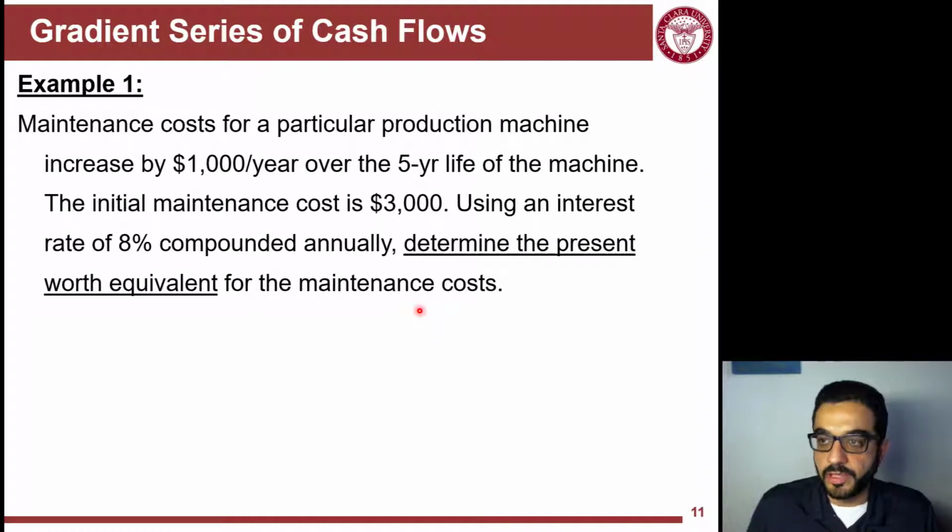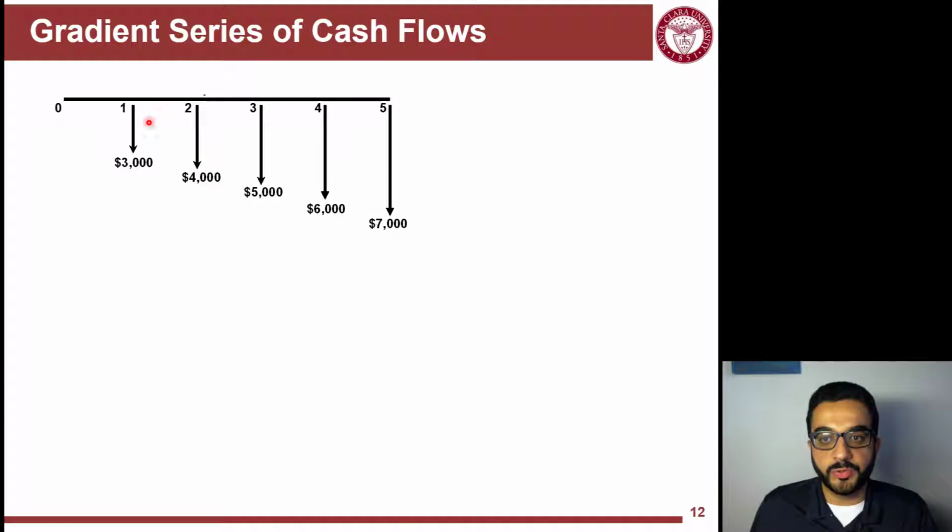Maintenance costs for a machine increase by $1,000 over 5 years. The initial maintenance cost, however, was $3,000. Using a time value of money, or interest rate here, of 8%, determine the present worth equivalent for this maintenance cost. So this is the cash flow. I start with this initial maintenance of $3,000, and every year I increase by $1,000. So I increase by a fixed amount, so it's a linear series.